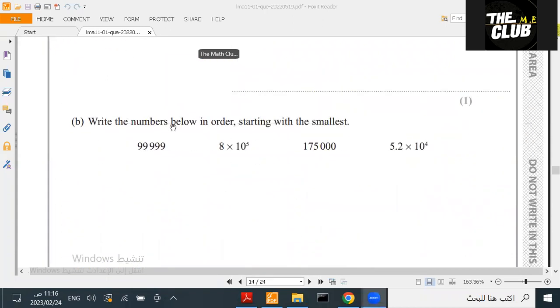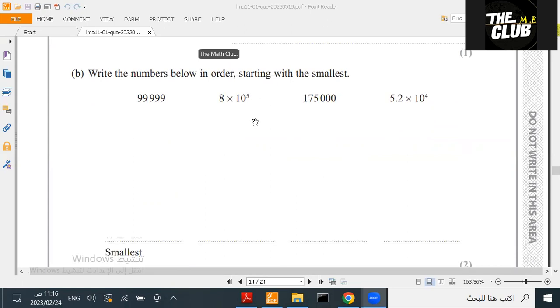Question B. Write the numbers below in order starting with the smallest. If we are going to order them starting with the smallest, it means we have to put them the same: either make them all ordinary or all standard. It's up to you. Make them ordinary, no problem. Make this ordinary, make this ordinary, so you can work out which one is the smallest and put them here.